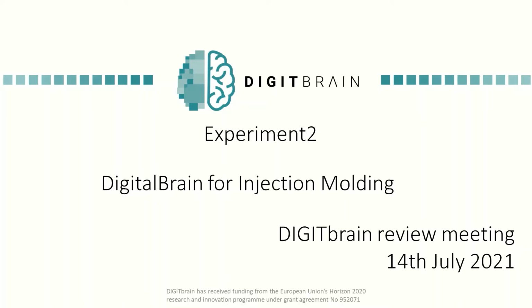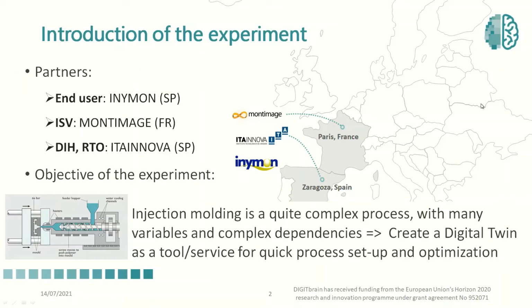Welcome to Experiment 2. This is a digital brain for injection molding. 3 different partners participate in the experiment. Inymon, the end user, is an industrial company dedicated to plastic injection molding. MONTIMAGE, the ISV, is a software development company. ITAINNOVA, technical partner, and DIH is a technological center.